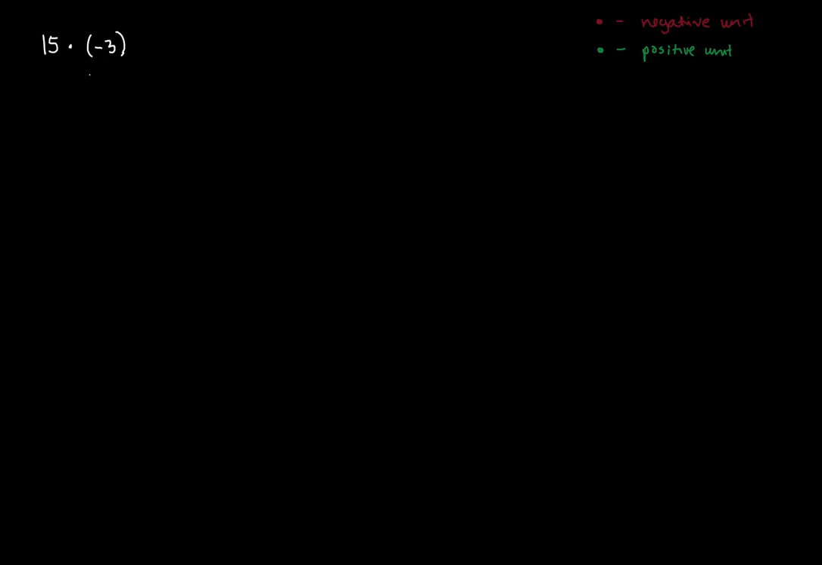So what I'm going to do is take this 15 here, which is a positive unit, and write out 15 three times. For now, I'm just going to use the absolute value of negative 3. So that's 1, 2, 3, 4, 5, 6, 7, 8, 9, 10, 11, 12, 13, 14, 15.